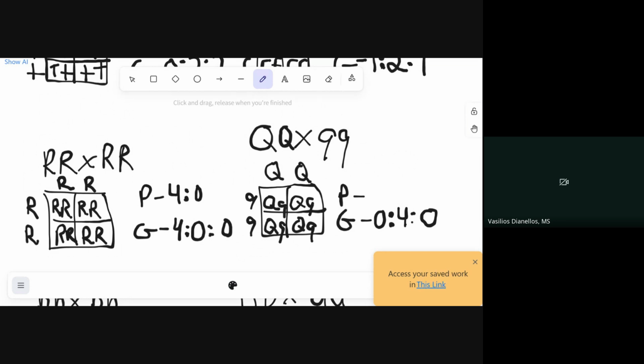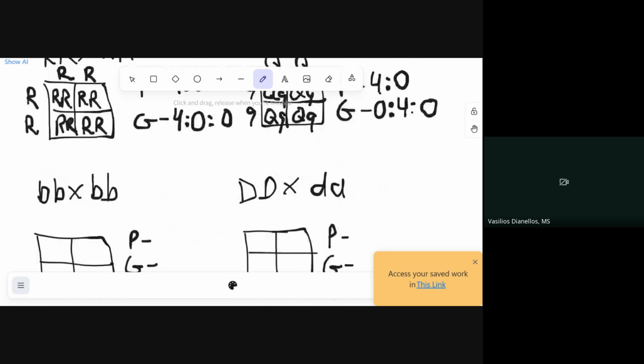Phenotype ratio. How many of them are dominant? You can see here that all 4 would be dominant because they have at least one of that dominant allele. So as long as you have one dominant allele, you're going to have the dominant phenotype. How many of them are recessive? 0, because none of them are homozygous recessive. Let's move on to another scenario.